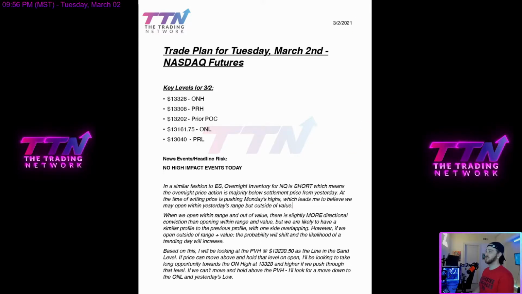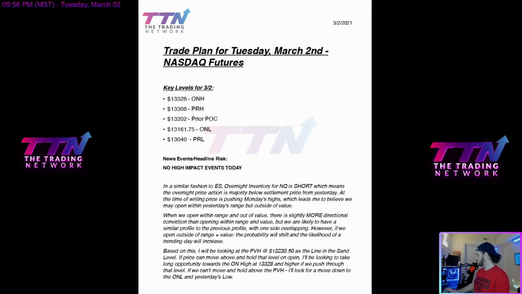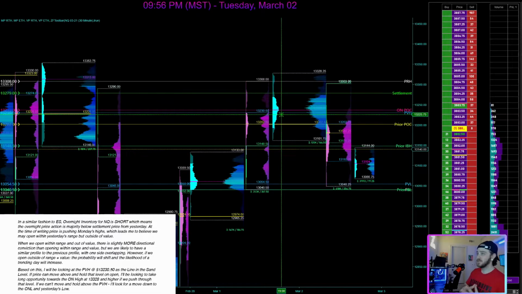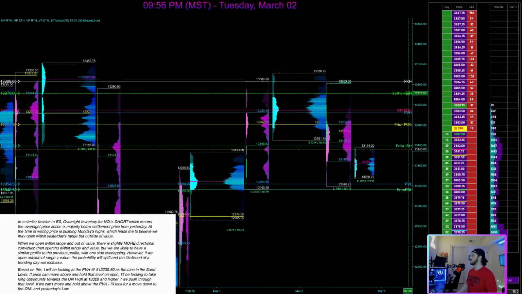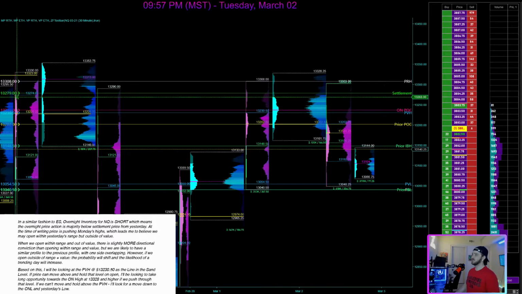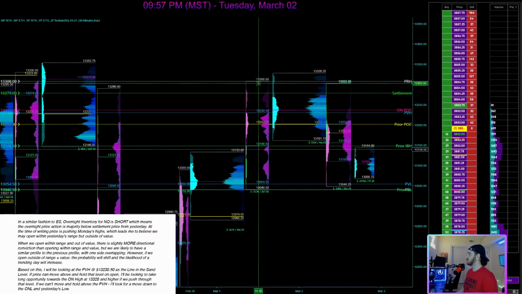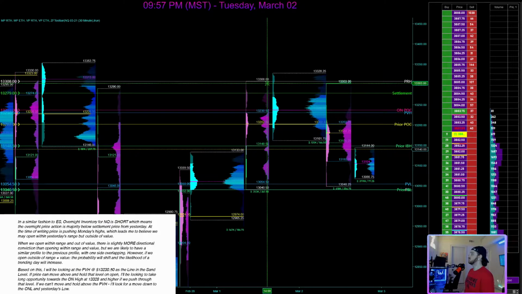In a similar fashion to ES, overnight inventory for NQ was indeed short. We've got settlement right here at 13,279, and the majority of that overnight profile was indeed below settlement price. So, with that said, at the time of writing this, we were actually pushing Monday's highs. So we were right here around open at 13,300-ish, and we were looking to open outside of range, but within value.